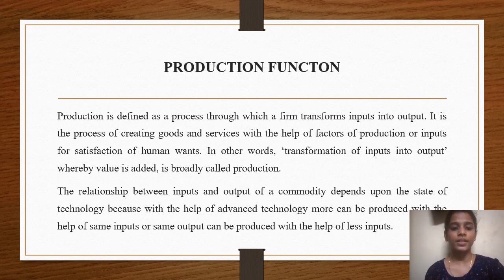Production function is defined as a process through which a firm transforms inputs into output. It is a process of creating goods and services with the help of factors of production or inputs for satisfaction of human wants. In other words, transformation of input into outputs whereby value is added is broadly called production. The relationship between input and output of a commodity depends upon the state of technology, because with the help of advanced technology, more can be produced with the same inputs, or the same output can be produced with less input.